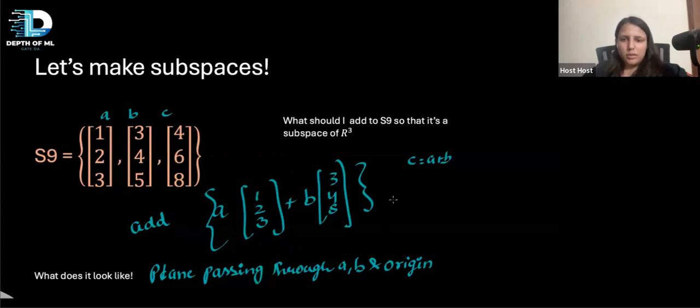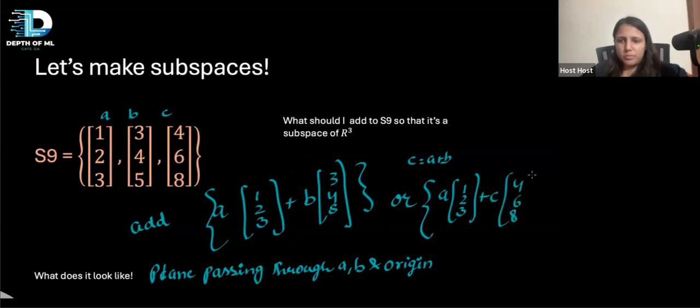So there is one set, or you can do A of 1, 2, 3 plus C of 4, 6, 8. Right? So we can do any of these. Actually, we can take the linear combination of B and C also. A is equal to C, so B minus C is equal to A, and A minus C is equal to B. But if I just consider this set, or just the set of, okay, let me come here.